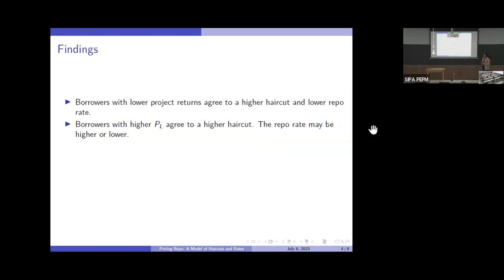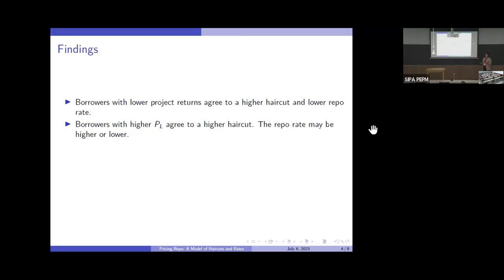Okay, so the first two findings that I thought were really cool in the paper: first, borrowers with a lower project return, borrowers who know that their project isn't going to succeed, are going to agree to a lower haircut and have a higher repo payout. And then the borrowers with the higher payout, where the lender thinks the probability that the project will succeed is higher, are going to agree to a higher haircut, but the repo rate might actually be higher or lower. This is really one of the novel predictions in the model: sometimes the haircut and the repo rate might not go in opposite directions.